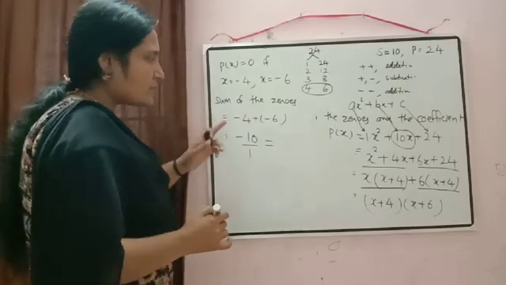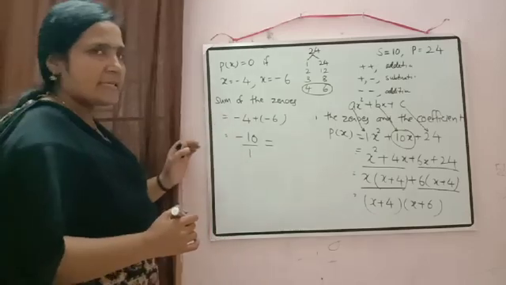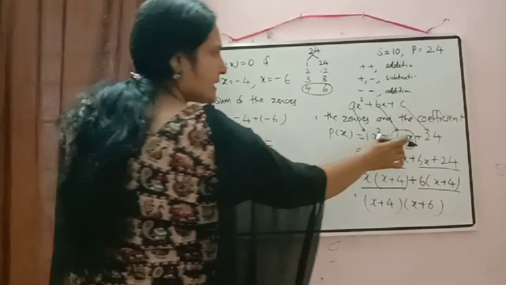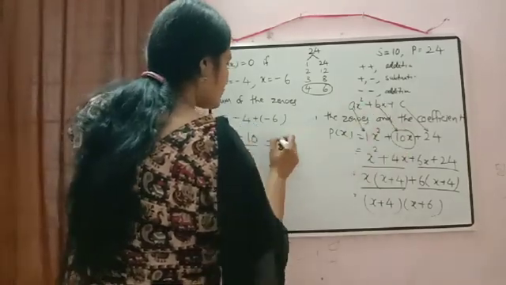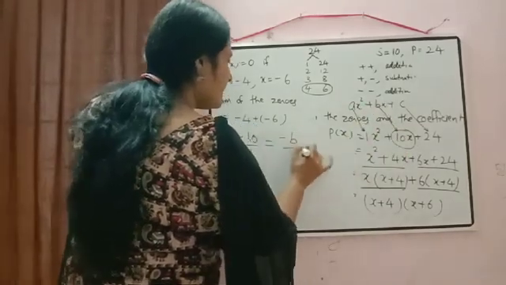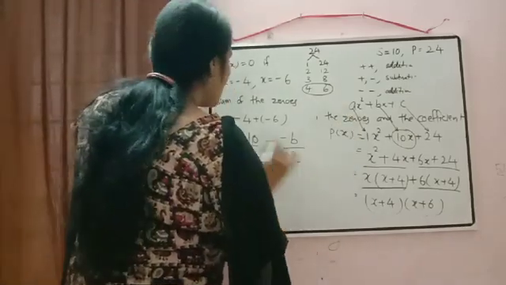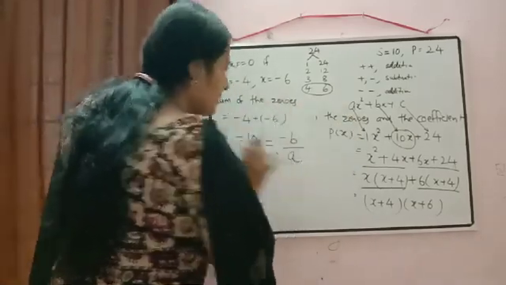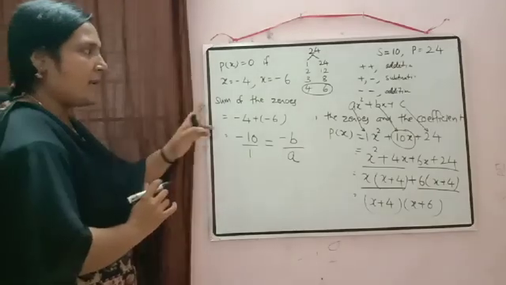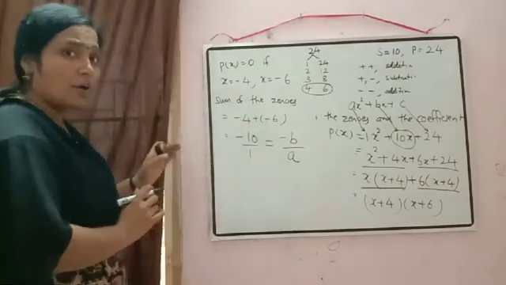So what we got? Sum of the zeros as minus 10 by 1. And what is 10? 10 is equal to b. So in place of 10 what we can write? b. And in place of 1 what we can write? a. So sum of the zeros is equal to minus b by a. Now this you will remember as a formula also.